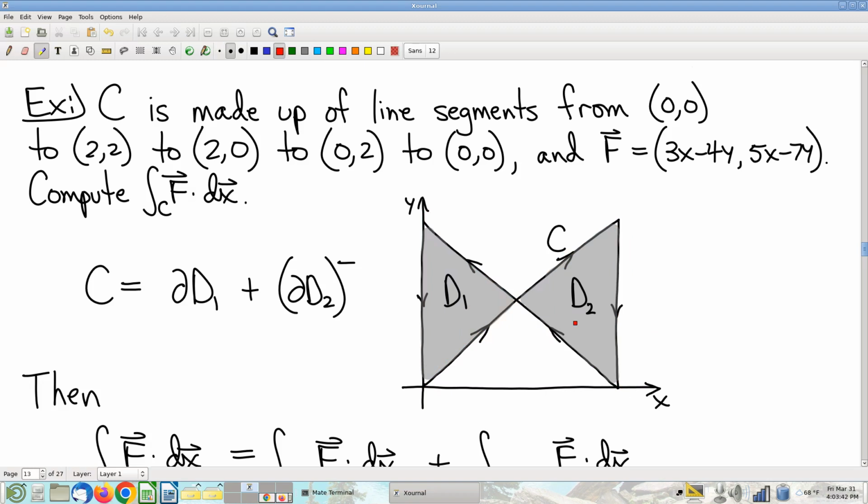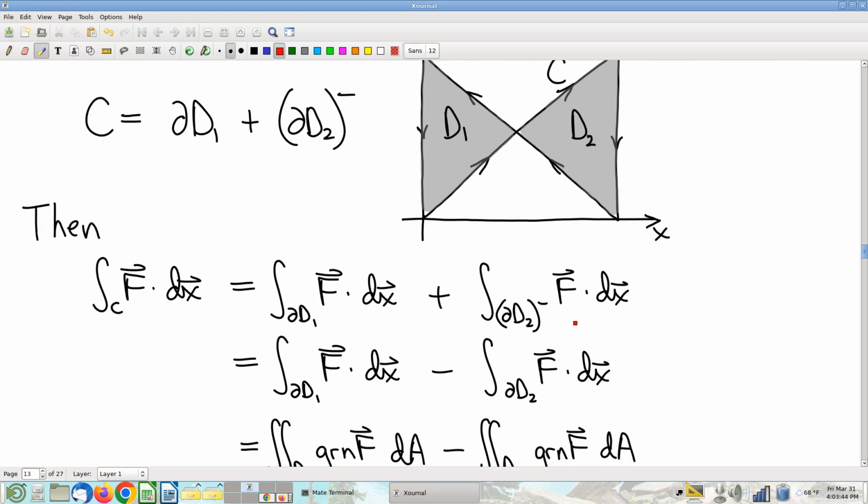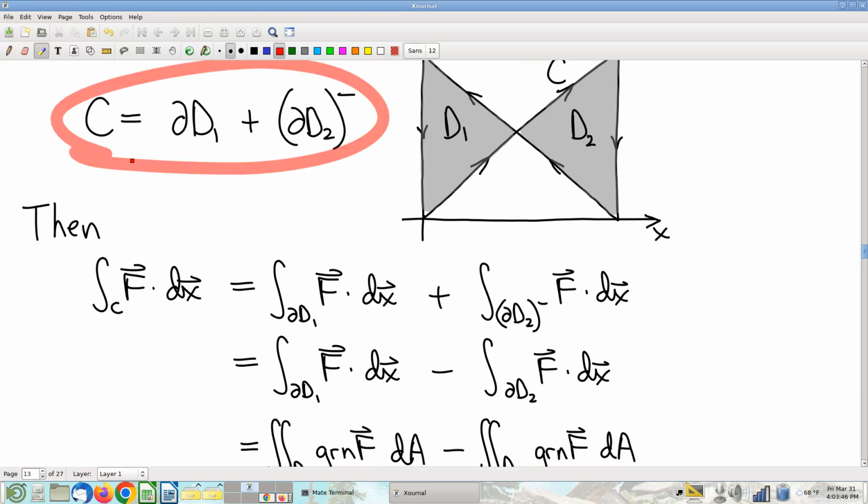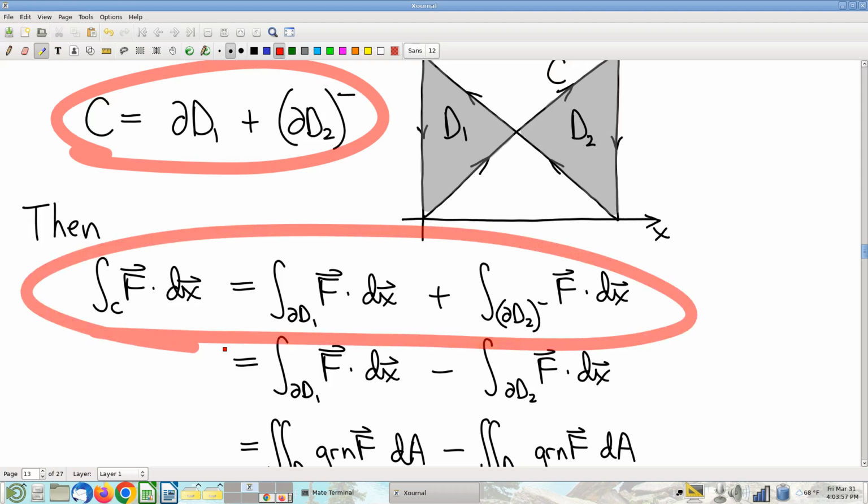Okay, so it's all downhill from here. The curve is the sum of 2 boundaries. Well, okay, it's a boundary plus an opposite oriented boundary. And so with all that in mind, I write this.